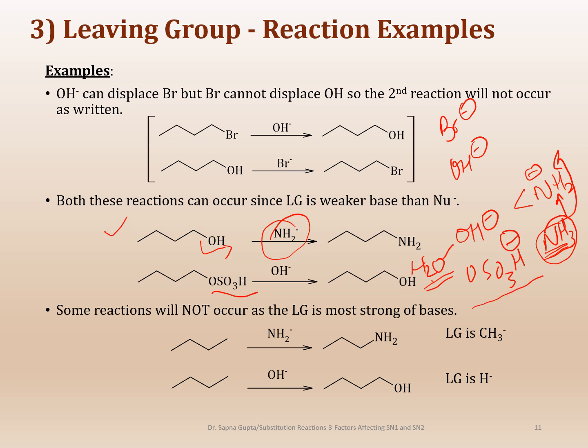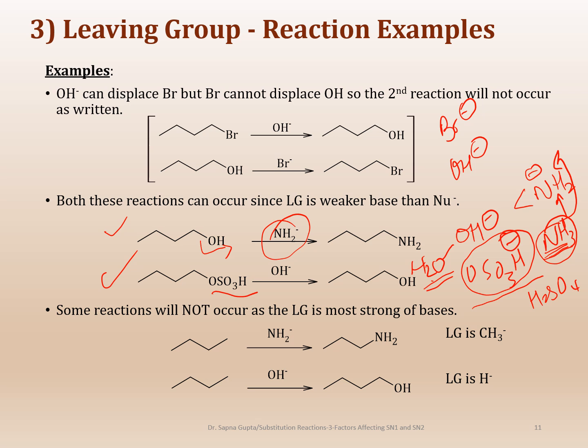OSO3H minus, as I just mentioned in the previous slide, is coming from H2SO4. That's the conjugate acid. H2SO4 is a strong acid, a mineral acid. So this is really a weak conjugate base. So yeah, this is favorable as well. Okay, so you think like that. That's how I think. So I'm hoping that you can gather a little bit from here.